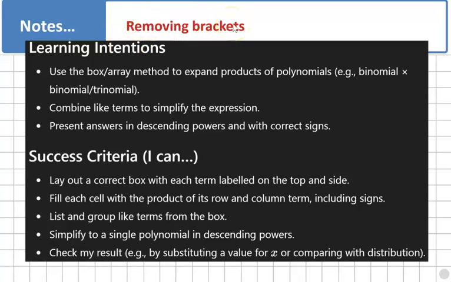Removing brackets. This is also known as expanding brackets. Learning intentions. Use the box or array method to expand products of polynomials. For example, a binomial multiplied by a binomial, or a binomial multiplied by a trinomial.